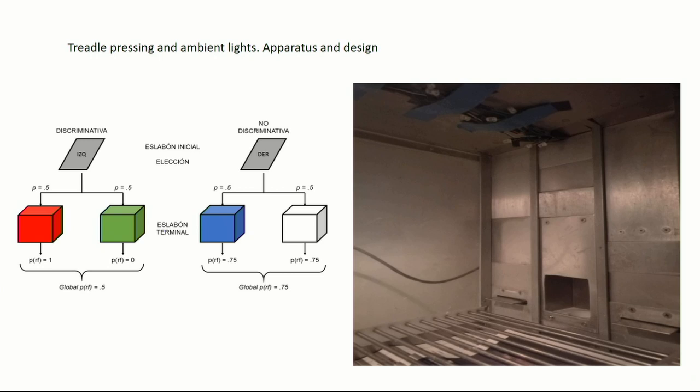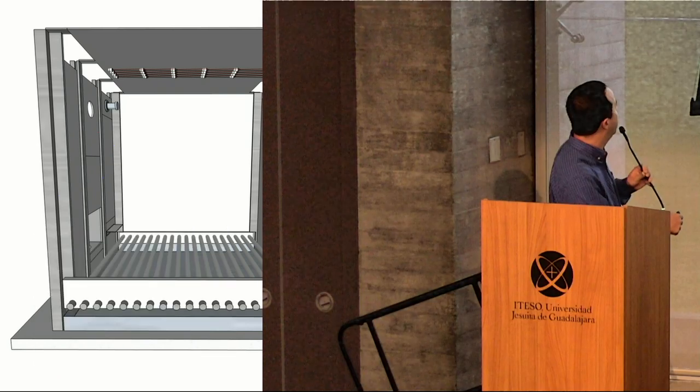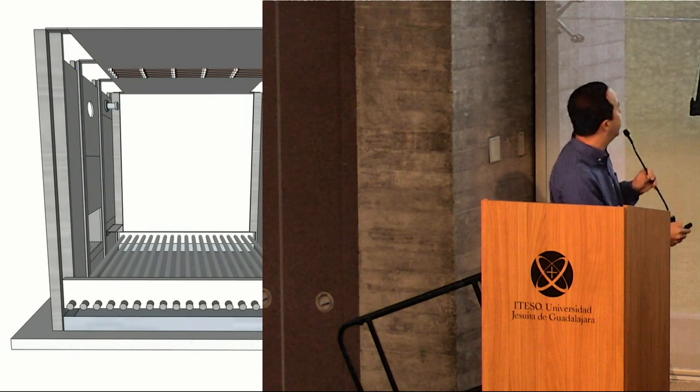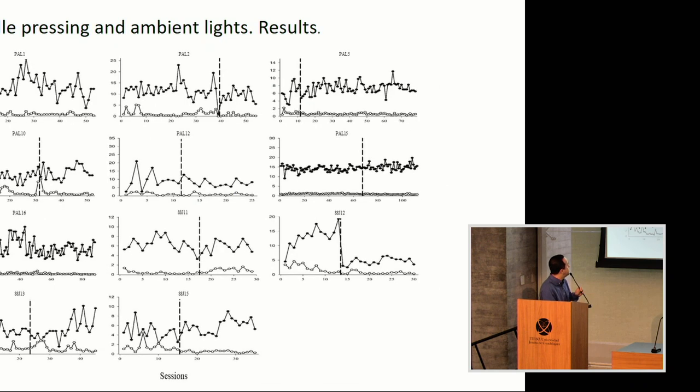Another very important change was that we did not have keys. Pigeons have to press a treadle, well, actually a rat lever. See, this is the final design. One lever at the right of one feeder. The choices were presented in opposite panels. We can see that 7 of the 11 pigeons were optimal, and they could make the reversal adequately. And we can see that they showed good levels of discrimination.